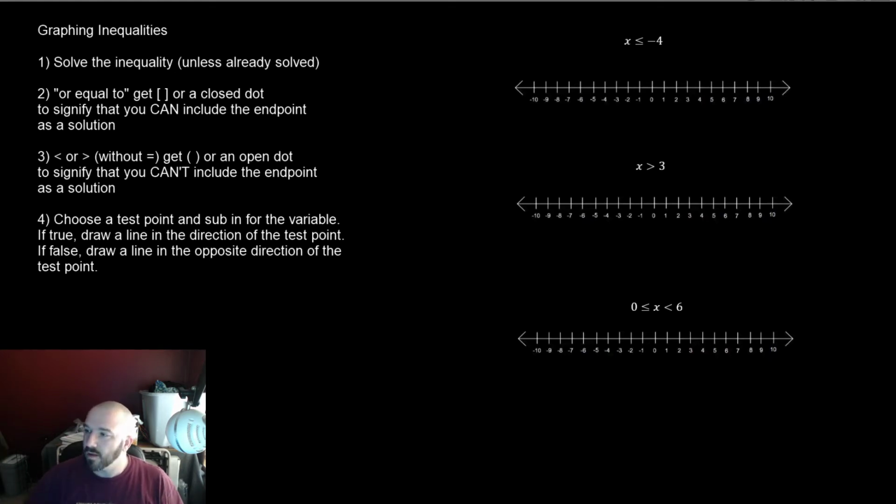Step 2. So you get an or equal, like this first one here, x is less than or equal to -4. Then in order to signify that you can use the -4 as one of the endpoints, you are going to start the process at -4 with either a bracket, or you're going to use a closed dot.